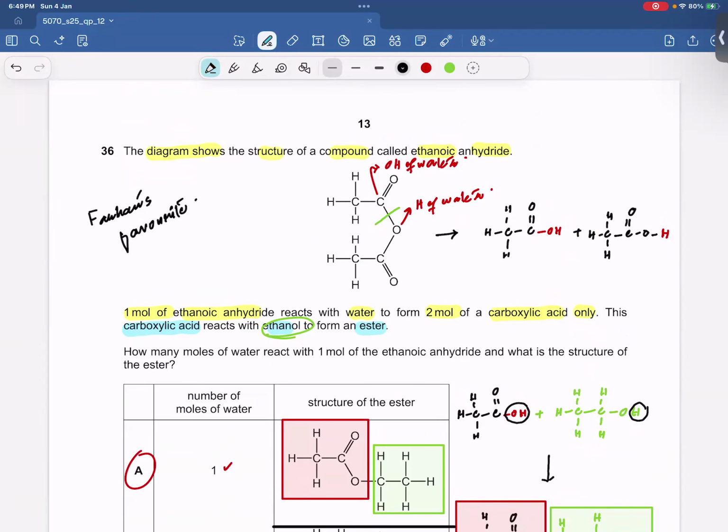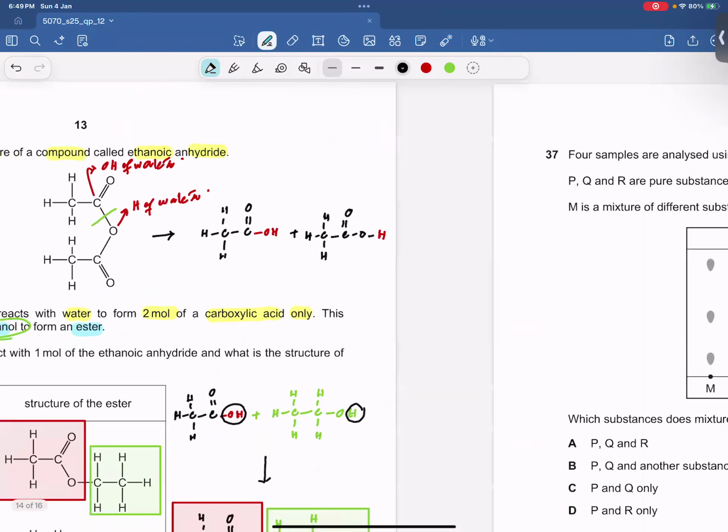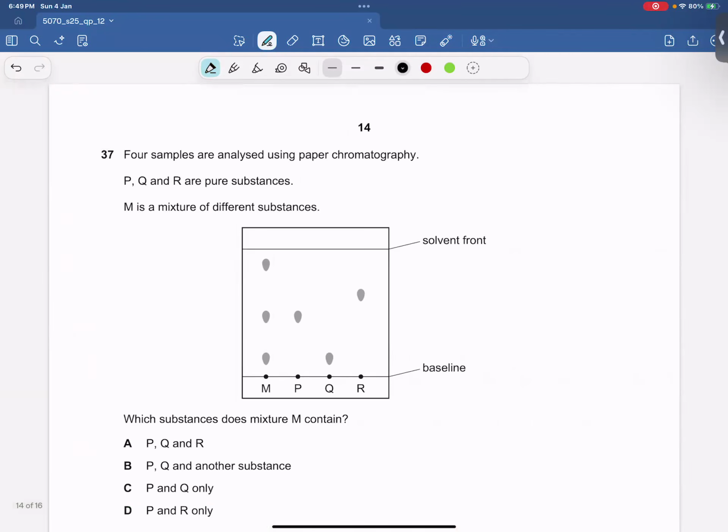Okay. Question number 37. Four samples were analyzed using paper chromatography. The examiner is saying four samples. P, Q, and R are pure substances, so pure substances show only one spot. M is a mixture of different substances. Since it is a mixture, it shows multiple spots.